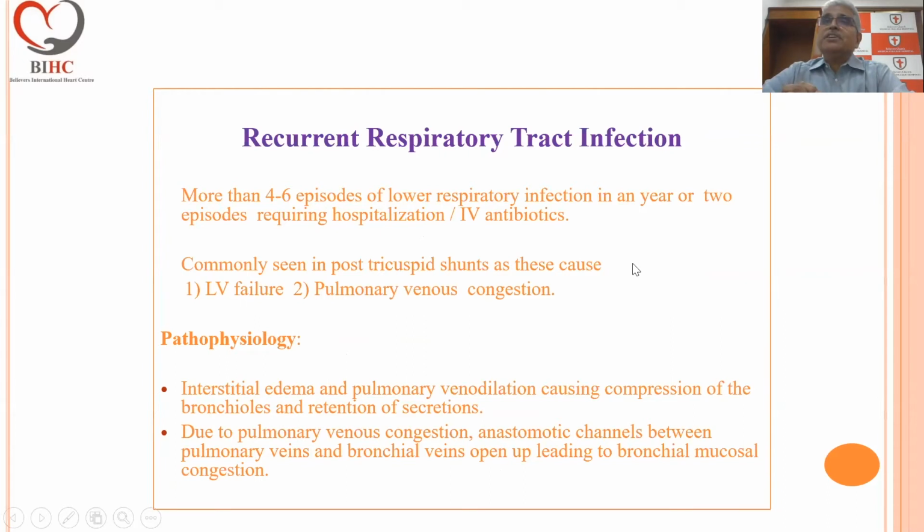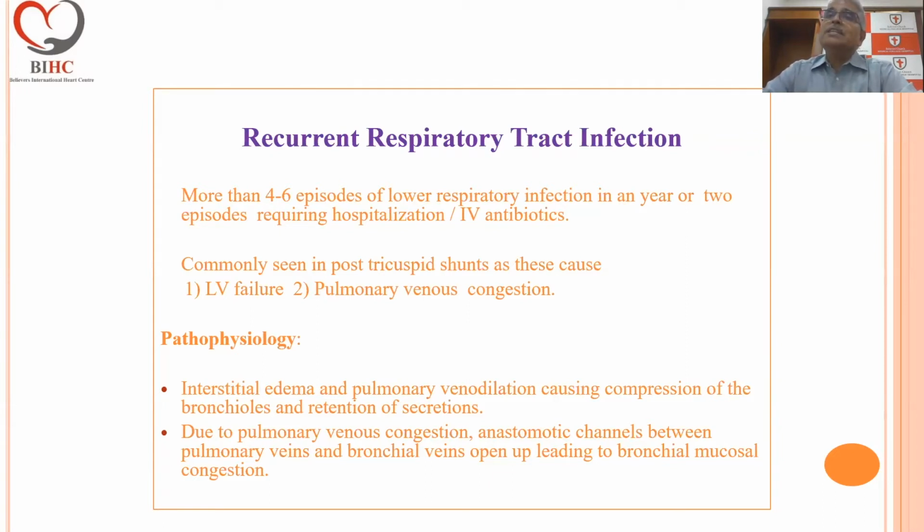And recurrent respiratory infection, which is a common manifestation of congestive heart failure in children, you use the term when there are more than 4 to 6 episodes of lower respiratory infection in a year, or at least 2 episodes requiring hospitalization or IV antibiotics. It's commonly seen in post-tricuspid shunts because there is a left ventricular failure and pulmonary venous congestion. It's not a feature of an atrial septal defect. What happens here is the interstitial edema and pulmonary venodilatation cause compression of the bronchioles and retention of secretions.